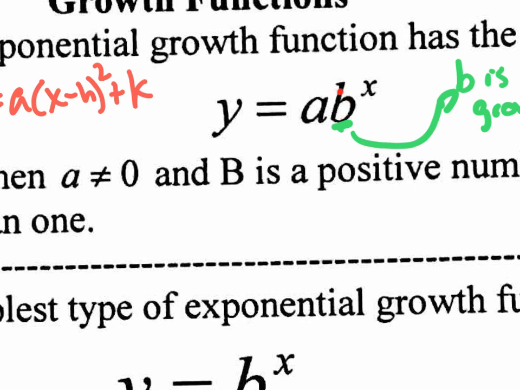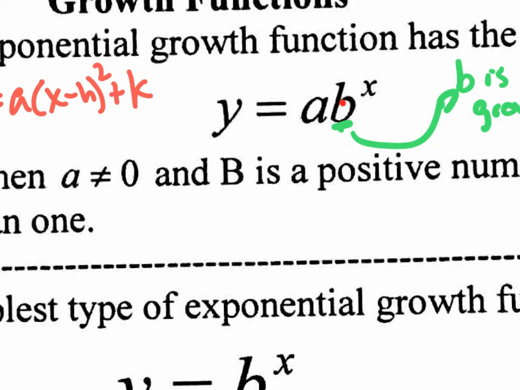So a growth function, something bigger than 1. A decay function, a fraction that's less than 1. Okay, and that makes total sense because if I take any number like 10 and multiply it by 1.5, it's going to grow. If I take 10 and multiply it by 2, it's going to grow. If I take 10 and multiply it by any value greater than 1, it's going to grow. But if I take 10 and multiply it by a fraction less than 1, it's actually going to decay. It's going to shrink.